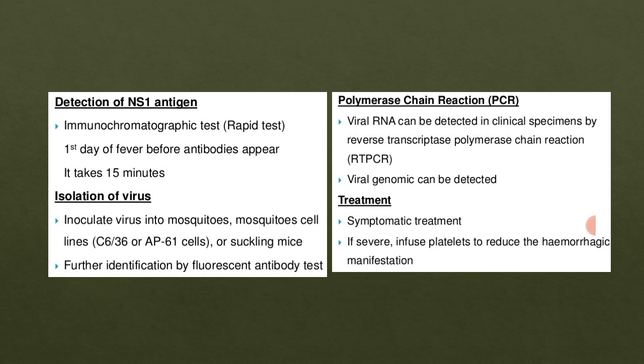Now the treatment, in this also symptomatic treatments are available. We have studied in the Ebola virus disease, there is symptomatic treatment available, right? So similarly, in this also we have symptomatic treatment for dengue virus. If the infection is severe, then they infuse platelets to reduce the hemorrhagic manifestation.